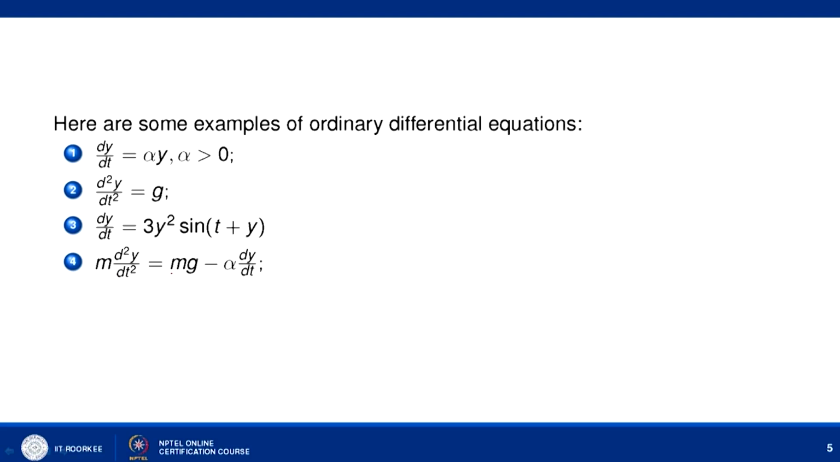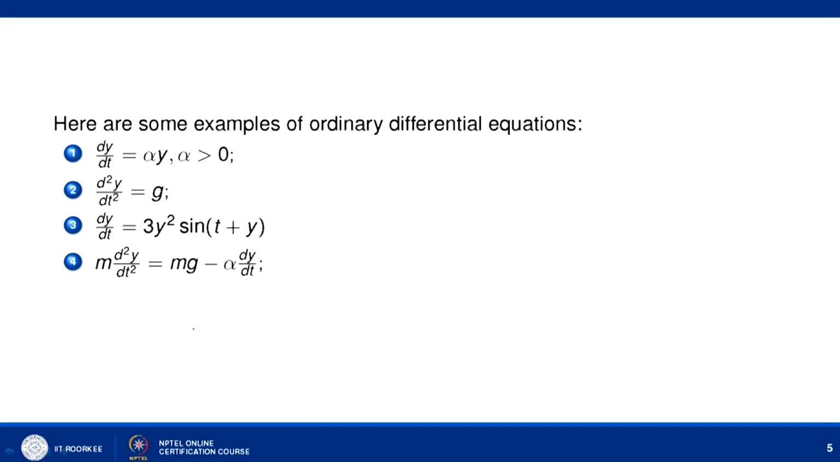In the fourth, if you look at m d2y/dt2 equal to mg minus alpha dy/dt, it is similar to equation number 2. In fact, in equation number 2 we have ignored any kind of friction due to air on this particle. So, here we are assuming that this particle is moving under only the influence of gravitational force, and there is no other restriction put on that particle.